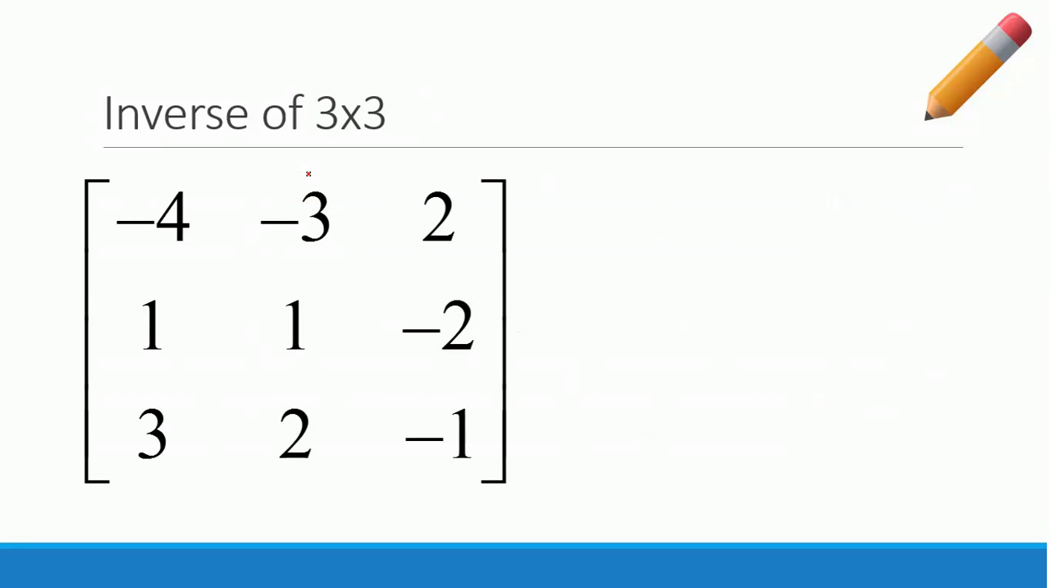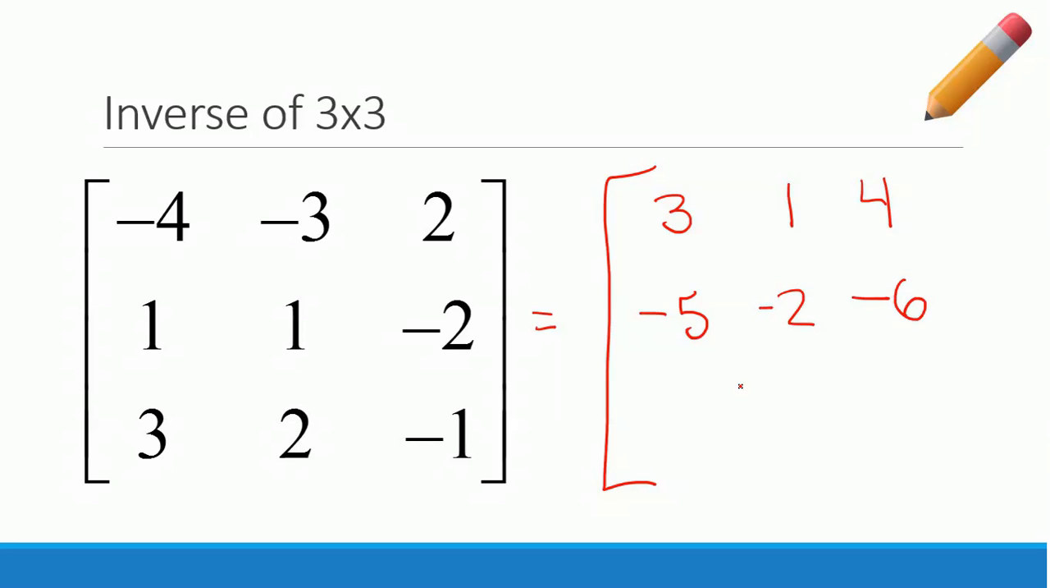But until then, if you want to actually try it on your own, I have this 3x3 right here, and I need to find the inverse of it. Well, quickly, I did this on my calculator, so I typed my 3 by 3 matrix in right here, and then I selected that matrix and I took it to the power of -1. Well, this is what I got back out for my inverse: 3, 1, 4, -5, -2, -6, -1, -1, -1.